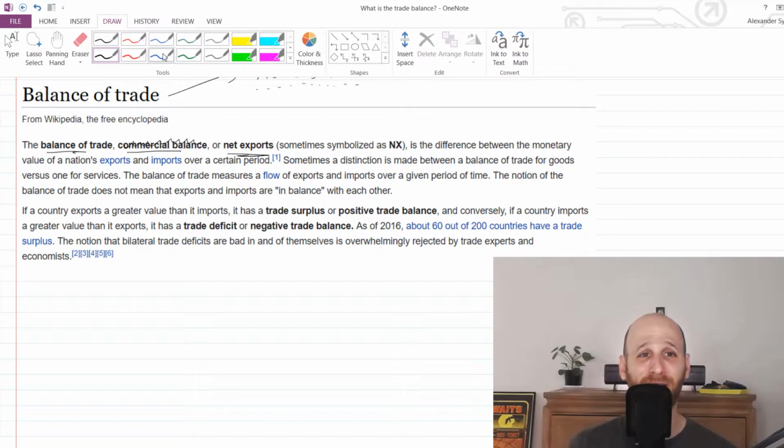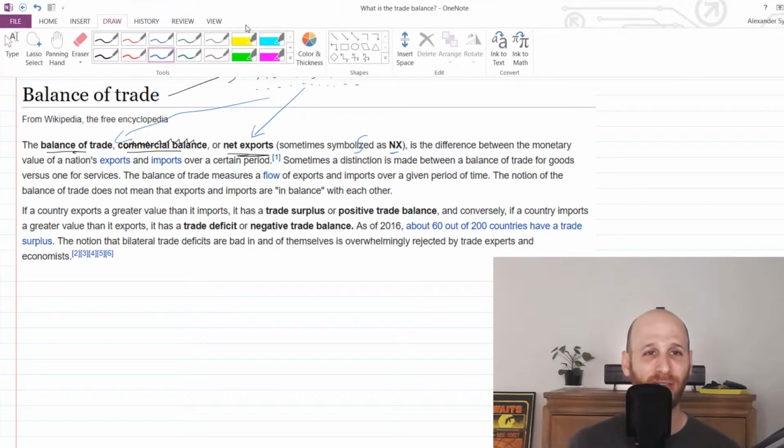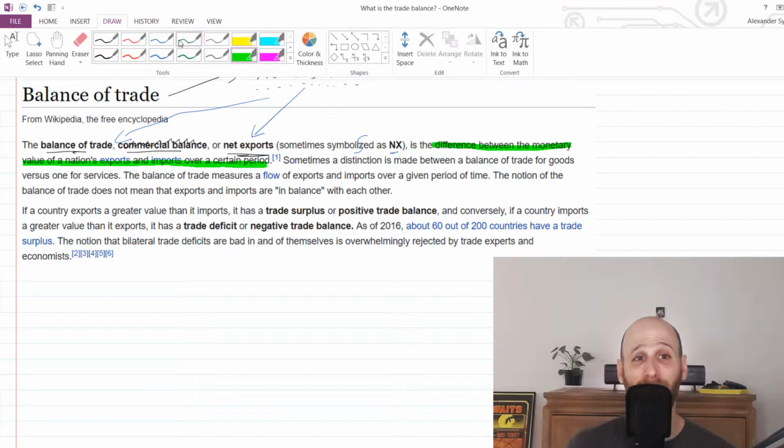So just to be clear here, the trade balance, that's the same thing as the balance of trade. That's the same thing as net exports. Sometimes symbolized, or let's change that to an Australian spelling, as net exports, maybe. I like this next bit here. So the trade balance is the difference between the monetary value of a nation's exports and imports over a certain period. Monetary value just being how much it is.